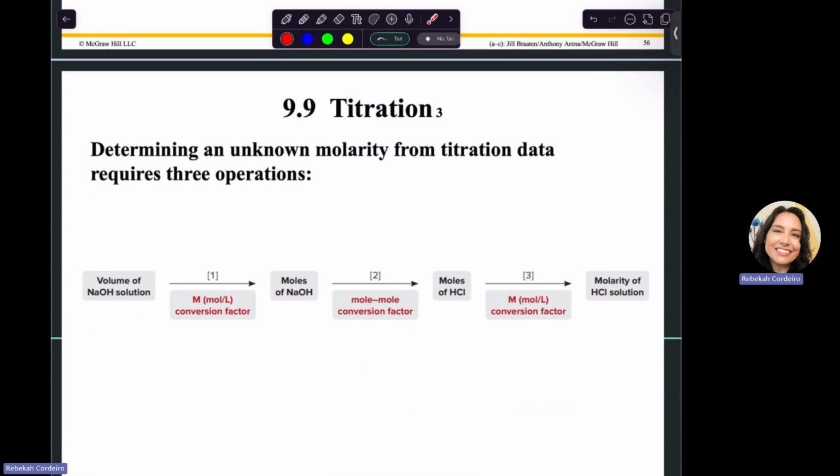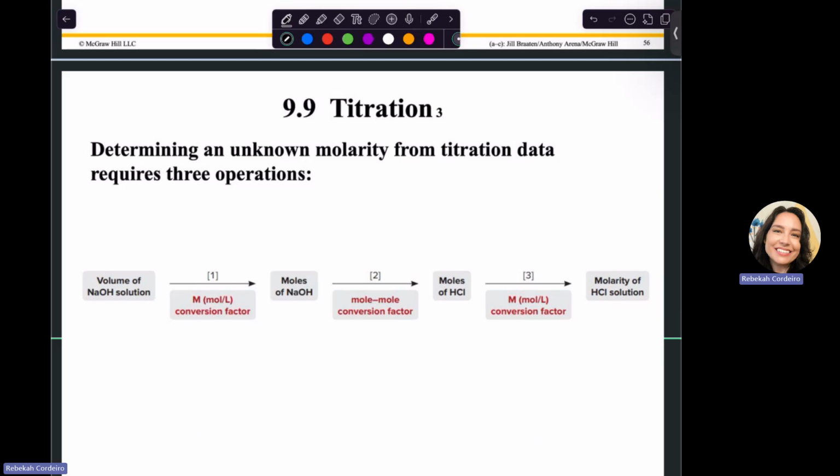So how do we do the math? We take the volume of the base that we use. Let's say we use sodium hydroxide. We use the molarity as a conversion factor to get moles of the base. We use a mole-to-mole conversion factor to get moles of the acid, let's say hydrochloric. And then we use the liters.